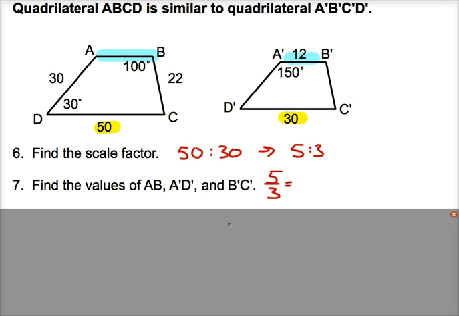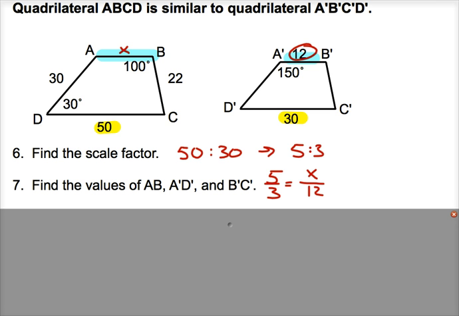So I'm going to make up a proportion, and I'm just thinking the value for the larger quadrilateral goes on the top, which in this case I don't know how big AB is, so I'm just going to call it X. And then the value for the smaller quadrilateral goes on the bottom, which I noticed over here is the 12. And now just do a cross multiply.